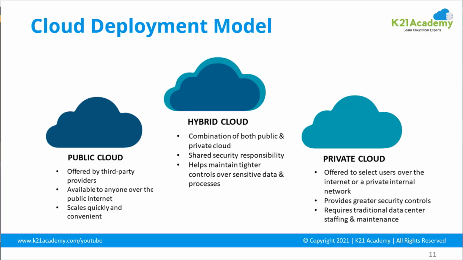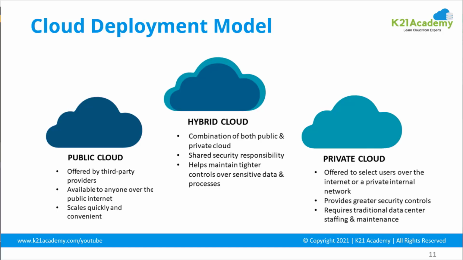Then you have a private cloud, which is offered to selective users for a particular company, dedicated either over the internet or on a private internal network. Sometimes you can also have the entire cloud hardware and software set up at the customer premises. We call that cloud at customer as well, which provides greater security because it's dedicated to one customer. It requires traditional data centers, staffing and maintenance, because you are managing it for a specific customer. So that's private cloud. Here the software will be similar to what you do in cloud, but dedicated to a particular customer.